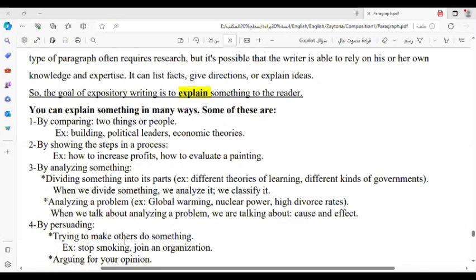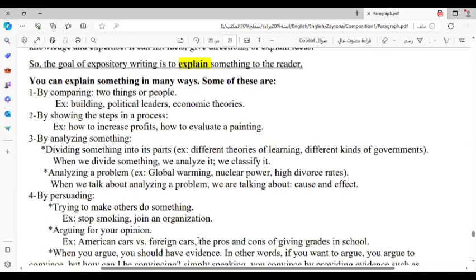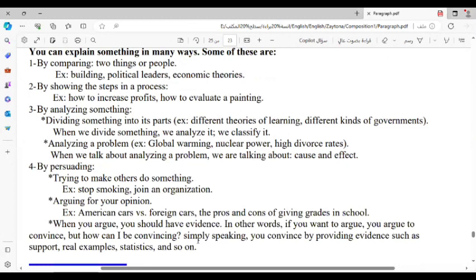By persuading, maybe you will explain something in order to convince me as a reader. Okay, like trying to make others do something. For example, you will talk about the harmful effects of smoking. Okay, so in this essay, your purpose is to tell me to stop or to quit smoking. Okay, so you need to persuade me of the harmful effects of smoking. Okay, so this is an example: stop smoking, join an organization, or arguing for your opinion.